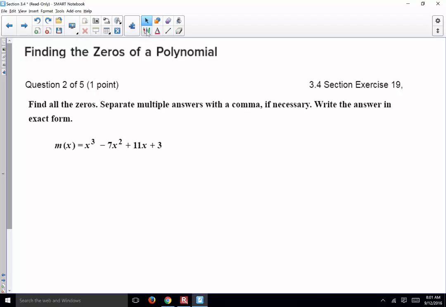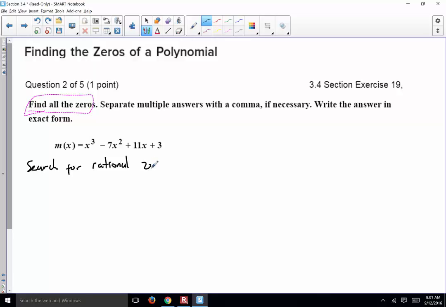It says find all of the zeros, all of them. So we first search for rational ones because they are easy targets, right? So let's dig for rational zeros. I need to make a list first. So the P over Q list. What are the possible P and Q's?